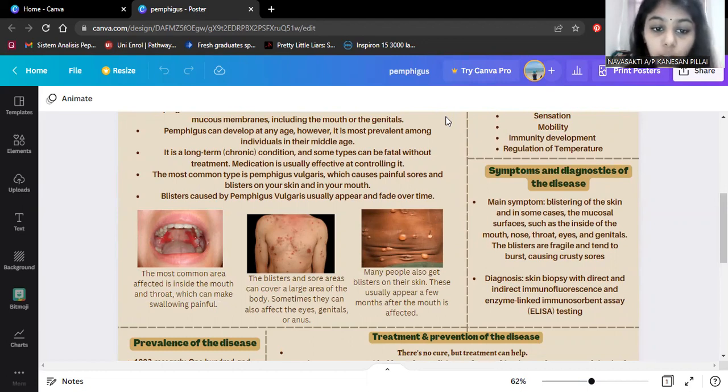This disease is diagnosed by performing a skin biopsy with direct and indirect immunofluorescence and enzyme-linked immunosorbent assay, also known as ELISA.